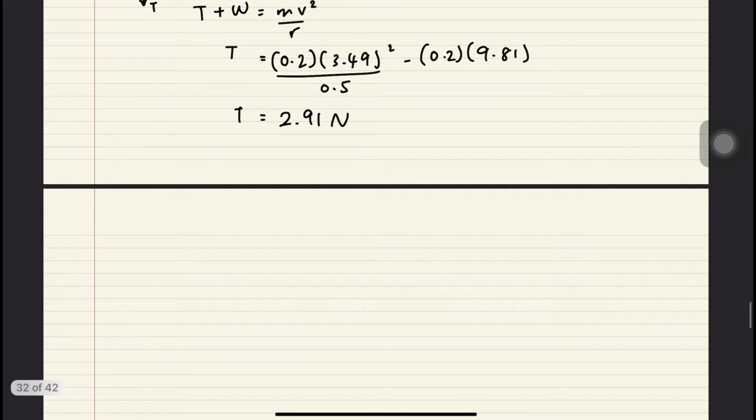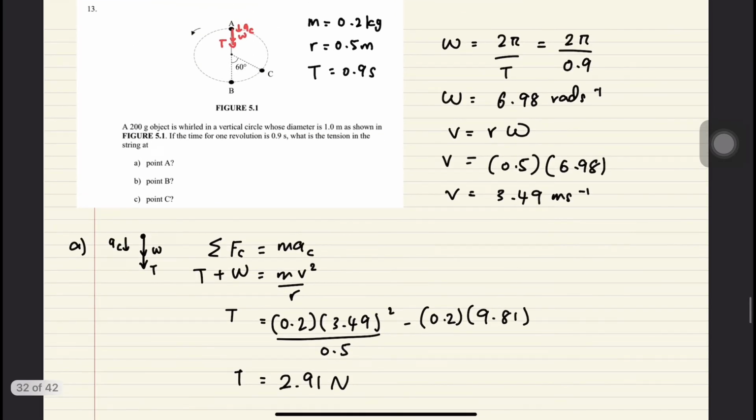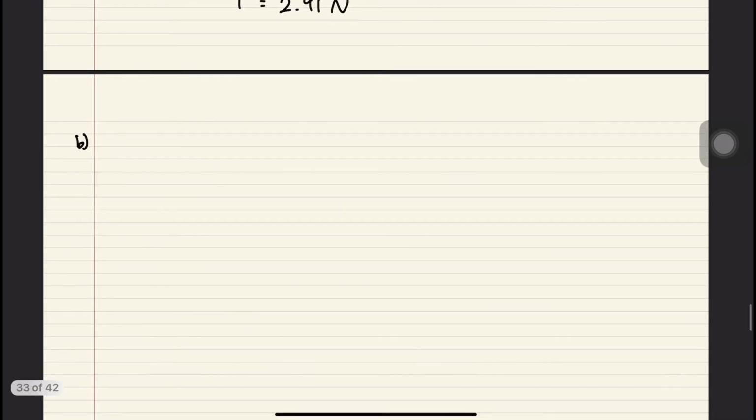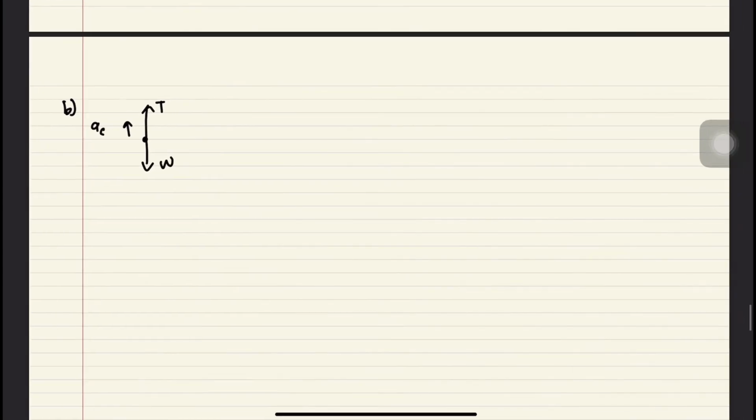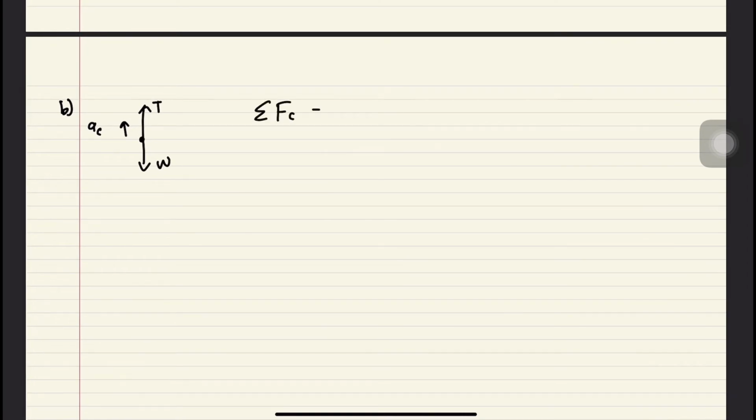At point B, which is down there, the free body diagram will have a weight downwards, tension upwards, and ac always towards the center of the circle. So if I redraw, it will be T upwards, weight downwards, and ac upwards. Again, you can use the summation of Fc equals to mac. All the forces in the ac direction will be positive. T opposite is negative, minus weight, equals to mv squared over r.